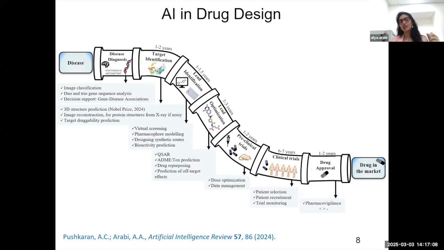Lead optimization, here you say, okay, I have a drug, but I want to improve it. I want to have less toxicity, higher half-life, more hydrophobic, whatever property. You want to optimize the molecule, so this is the lead optimization. Then you go to preclinical, clinical, and drug approval. And we show in each of these steps how AI can be helpful. You are welcome to read this paper for more details.